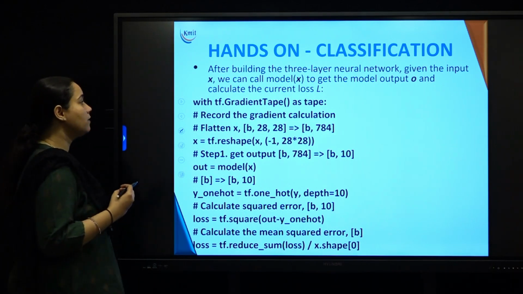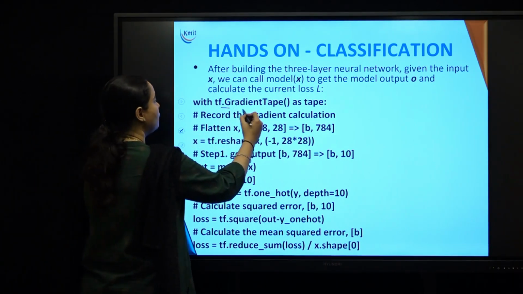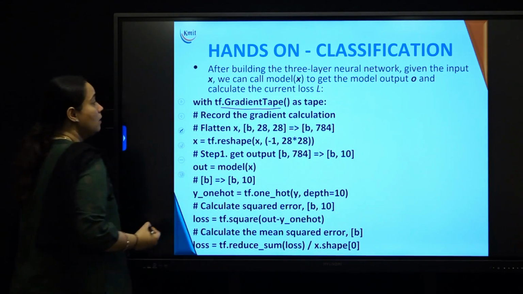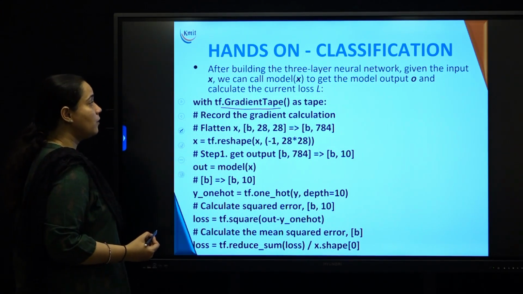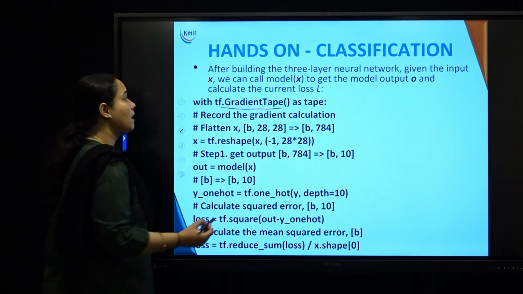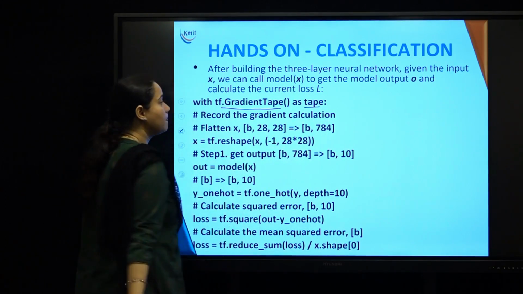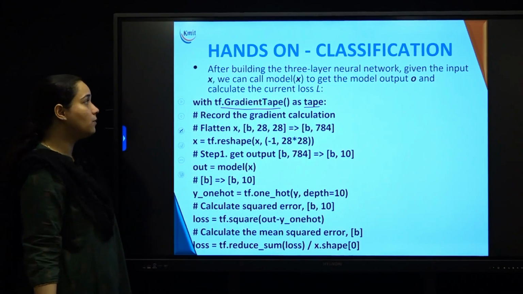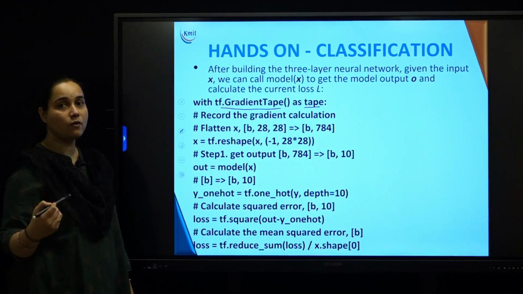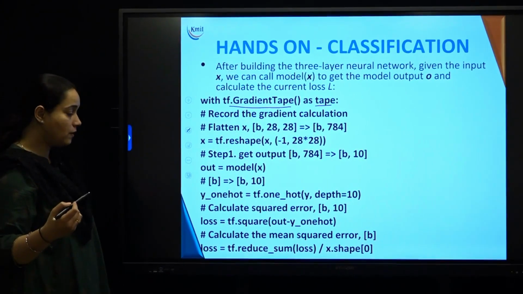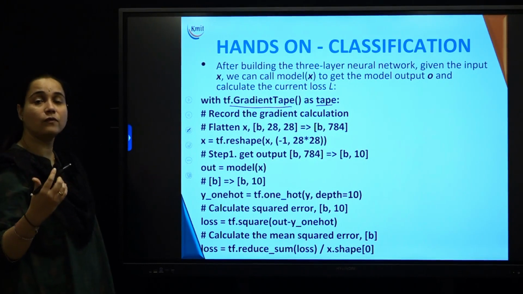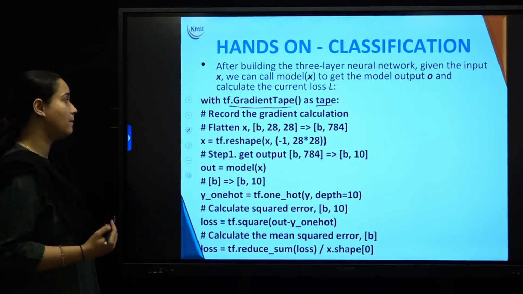So what I am doing here is calling another function. I am taking GradientTape from TensorFlow, and I am calling it by the name tape. So what is it going to do? It is going to give a track of the gradient of the loss function with respect to all parameters which are available.